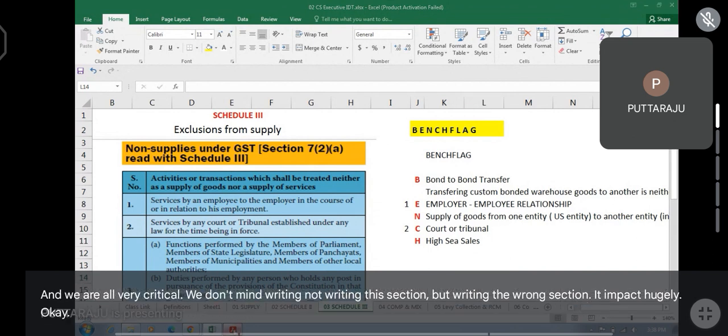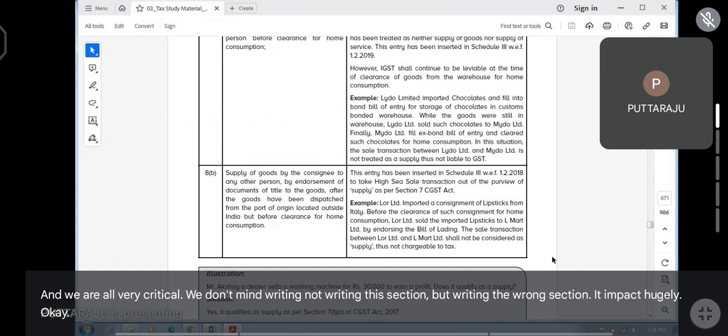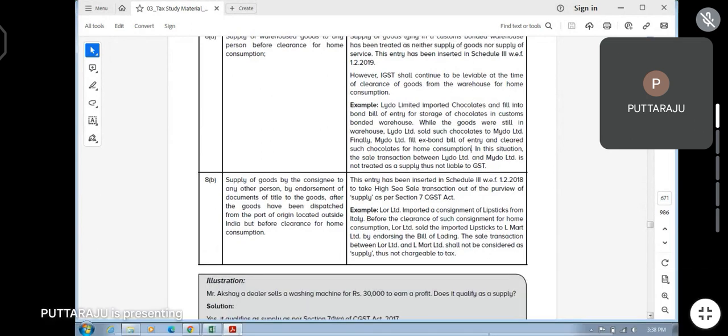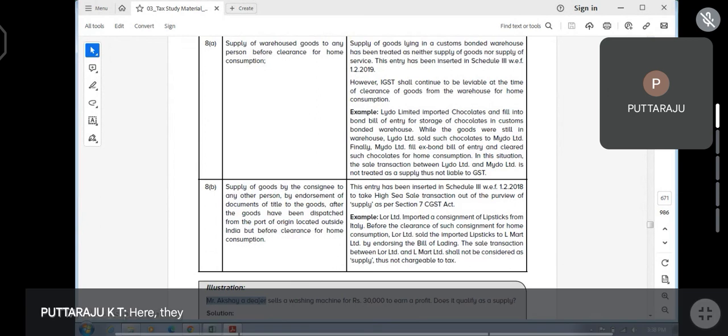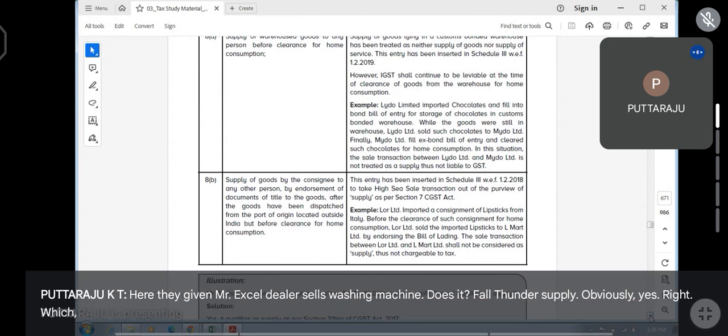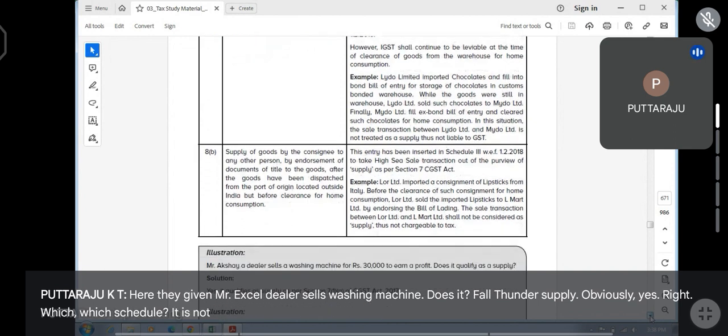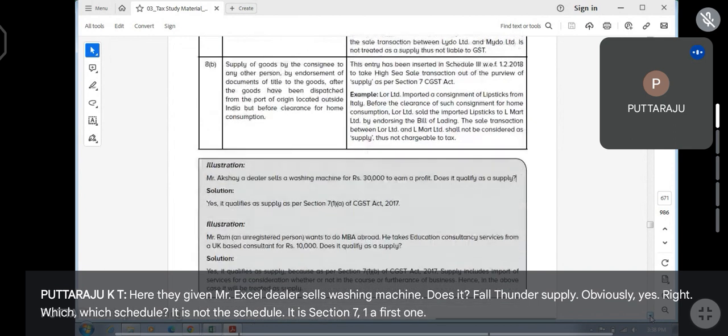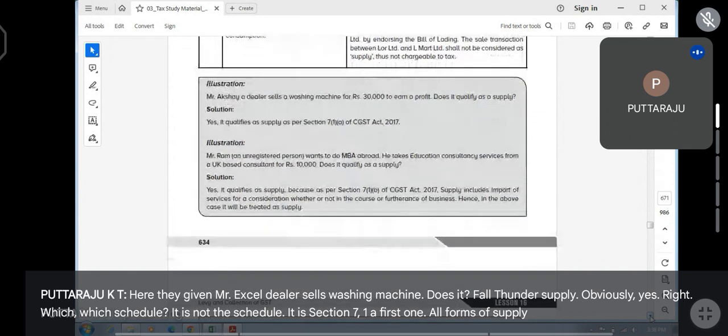Okay. Done. Here they have given: Mr. Akshay, a dealer, sells a washing machine. Does it fall under supply? Obviously yes. Right? Which schedule? It is not the schedule. It is Section 7(1)(a), the first one, all forms of supply. In that it falls.